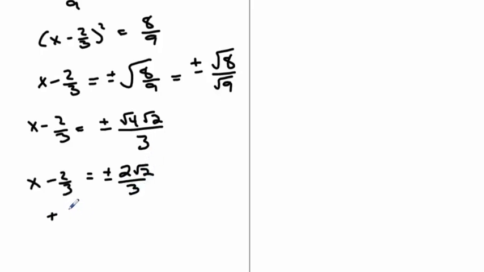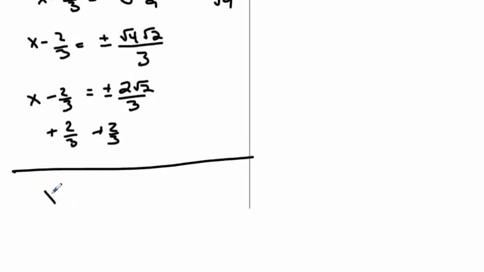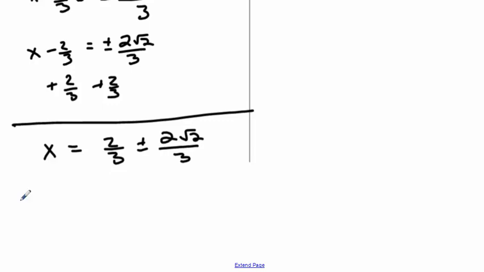Now, to solve for x, we're going to add the 2/3 over. These aren't like terms, so we're going to write it as x equals 2/3 plus and minus 2 square root of 2 over 3. I can't add a 2 to a square root of 2, so they're not like terms, but they do have the same denominator, so I can combine them. They have a common denominator, so this will be 2 plus and minus 2 square root of 2 over 3.